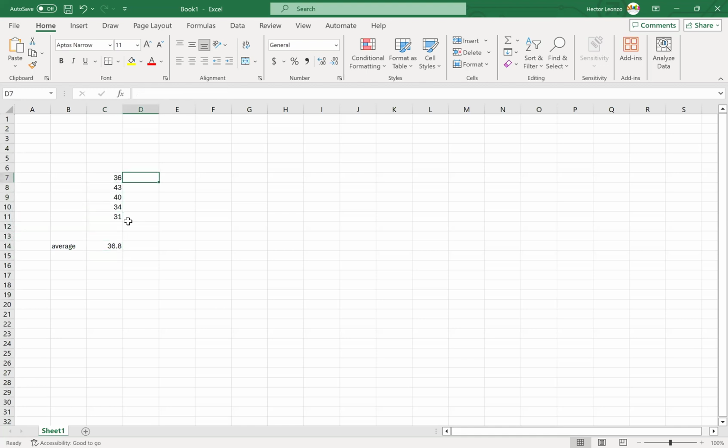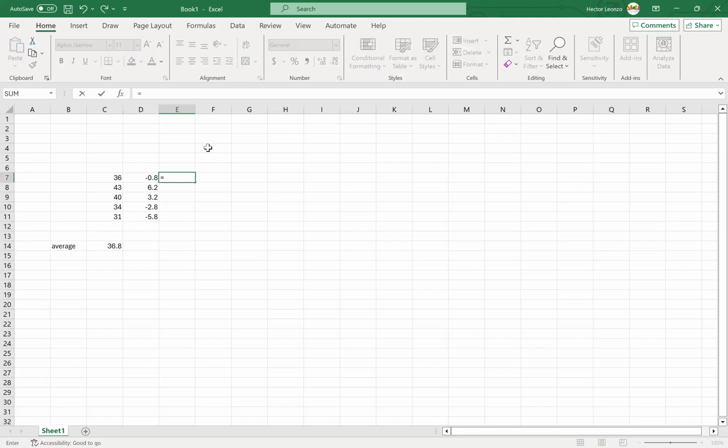I'm going to find a deviation for each. So 36 minus the average. 43 minus the average. Oops. 40 minus the average. 34 minus the average. And lastly, 31 minus the average. Right, find the deviation of each.